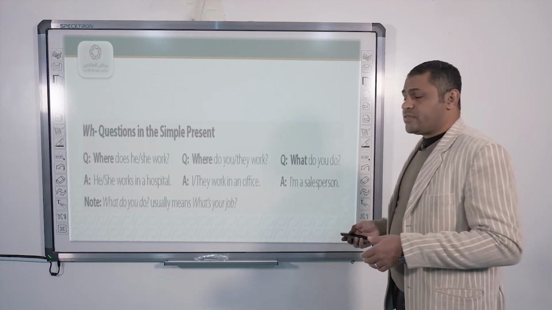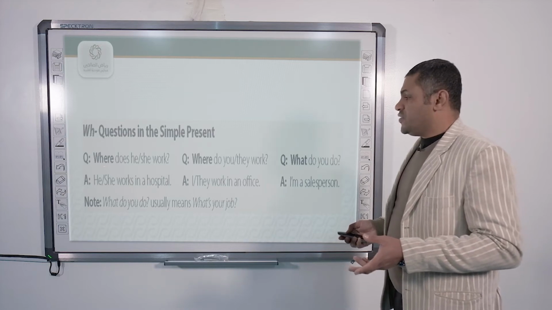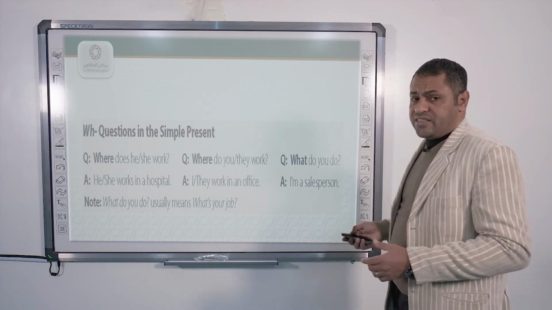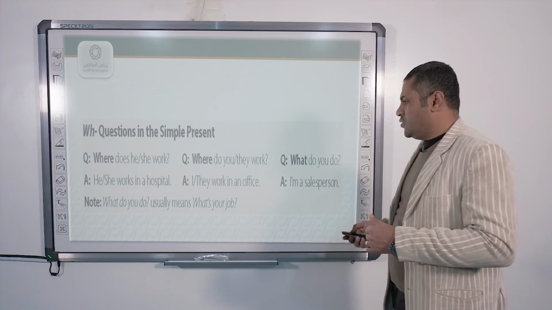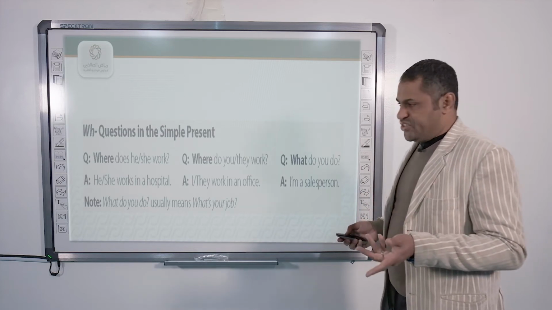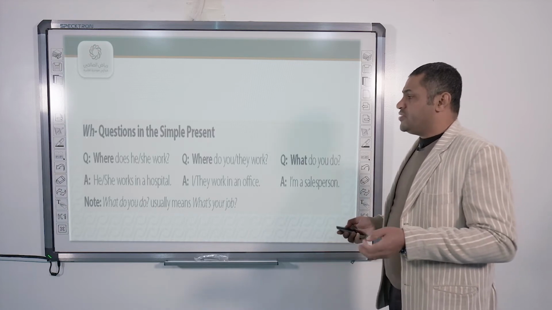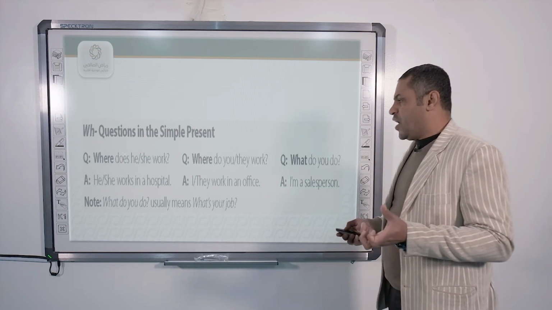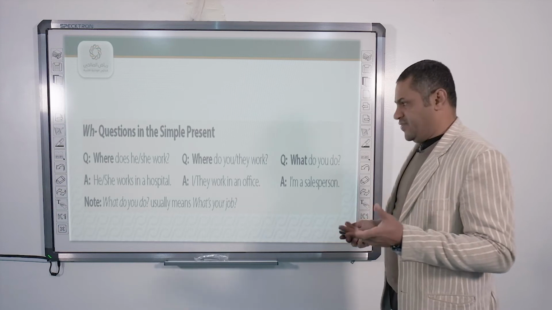Now, what about questions in the simple present? We use questions with the simple present with do or does followed by the subject and the infinitive and the complement of the sentence. Okay? Or the completion. But what about WH questions, الأسئلة بكلمات استفهام, they call it WH questions لأن معظم أدوات الاستفهام بتبدأ ب WH. What, where, whose, who, when, and so on.